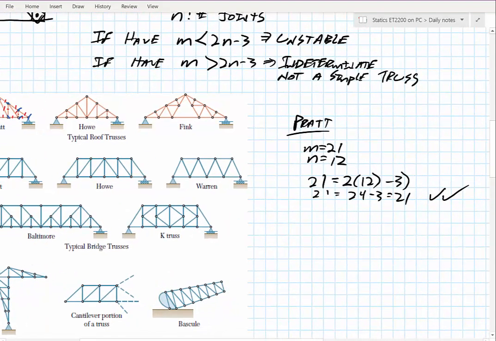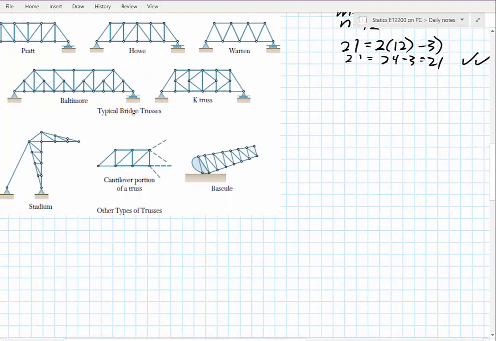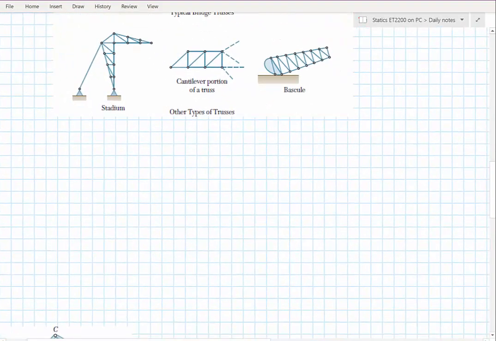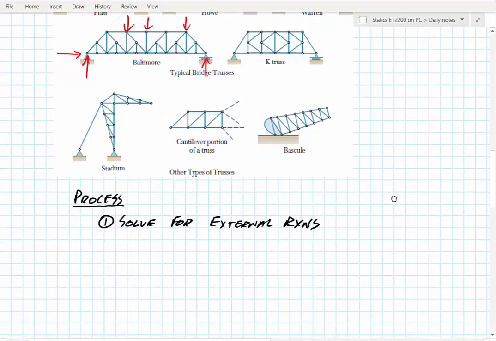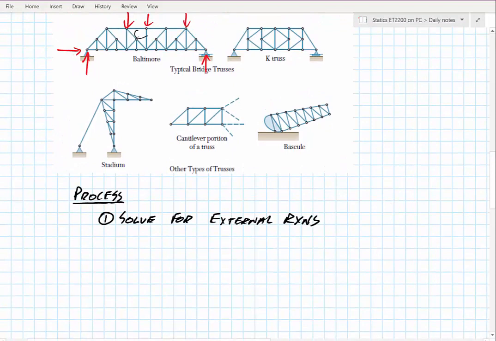So I guess that's all I have to say about that. Let's talk about the process we're going to follow when we're doing these problems. The first step in this method of joints is to solve for your external reactions. So, for example, if I had some kind of loading on this Baltimore truss, say I had some loads up here, the first step would be to figure out what's going on at these pin and roller connections. That's what I mean by external reactions. External meaning they're not internal to the truss. It's just your connections, right?